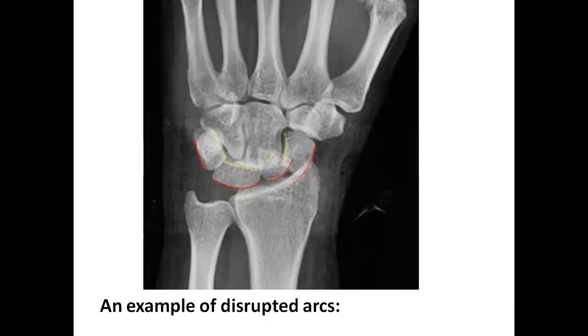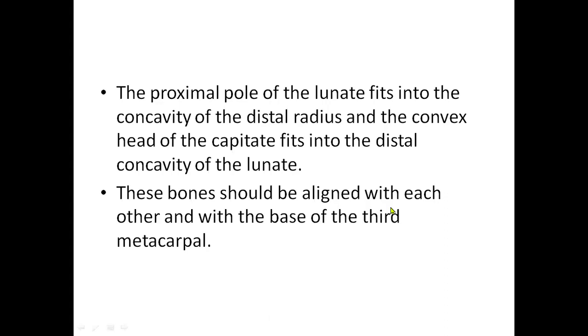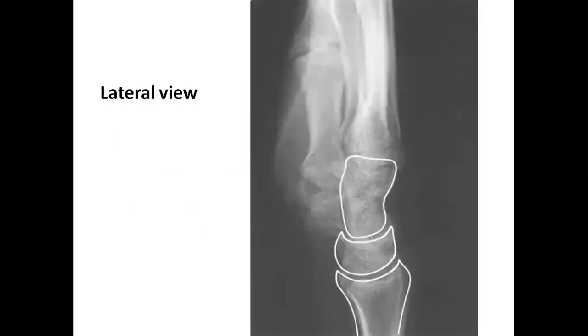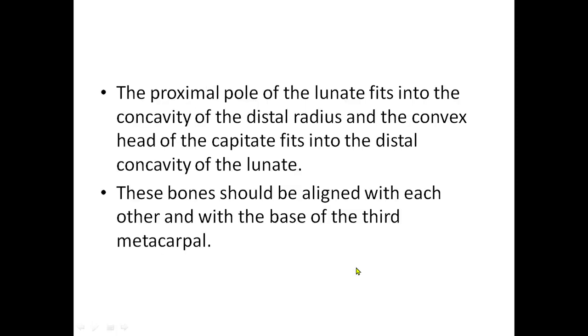Then what is the problem there? Again, it needs the arthroscopy, it needs a CT scan, and if needed an MRI, which I'll discuss in the upcoming slide. The proximal pole of the lunate fits into the concavity of the distal radius. This is talking about the lateral view. If we look here, this is the lateral view, and this is the concave, and this is the convex side of the lunate. So the proximal pole of the lunate fits into the concavity of the distal radius.